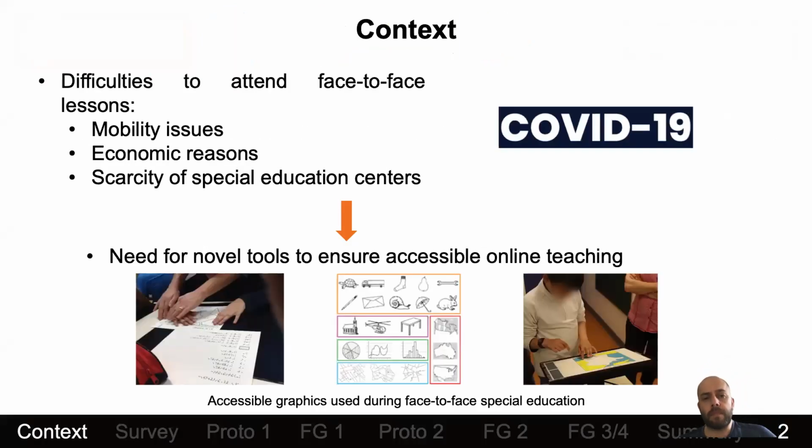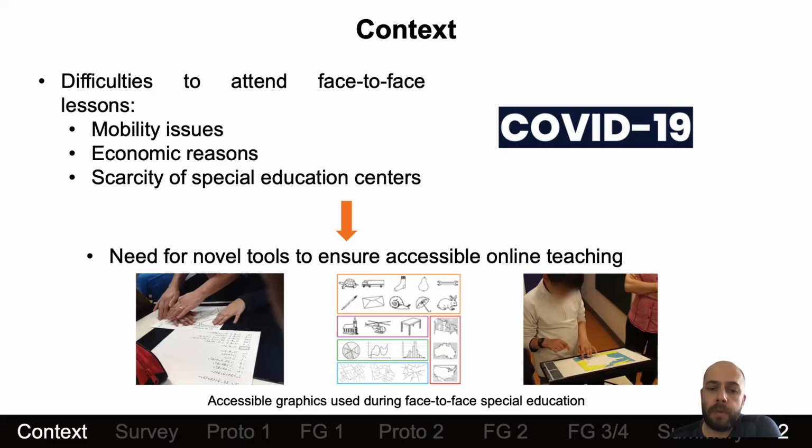The context of our work is that we witnessed the difficulties that special education teachers and pupils with visual impairment experienced during the lockdown and the COVID-19 context. They had many difficulties attending face-to-face lessons because those pupils have mobility issues. They also have or may have some economical reasons, and there is a scarcity of special education centers.